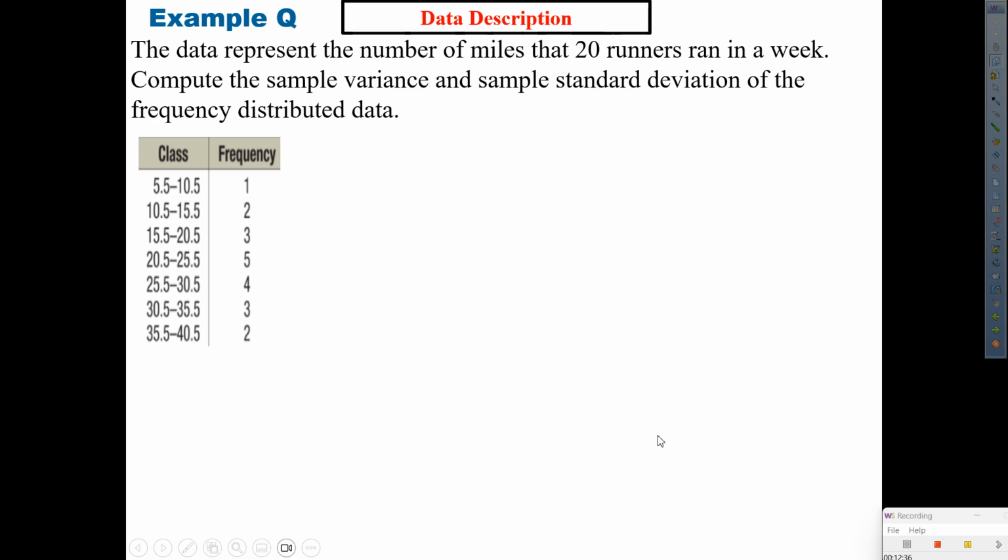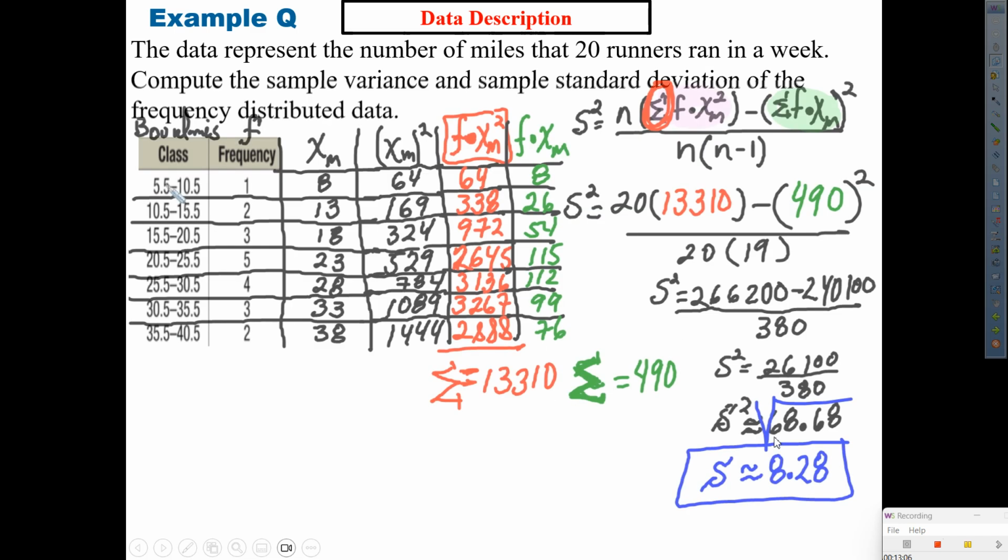From there we built different columns. Is that correct? Like so. And then we were given a formula, new formula with a midpoint squared. Once we substitute values, we compute, and we end up with our variance and standard deviation. So far so good, yes? That was last night's homework.